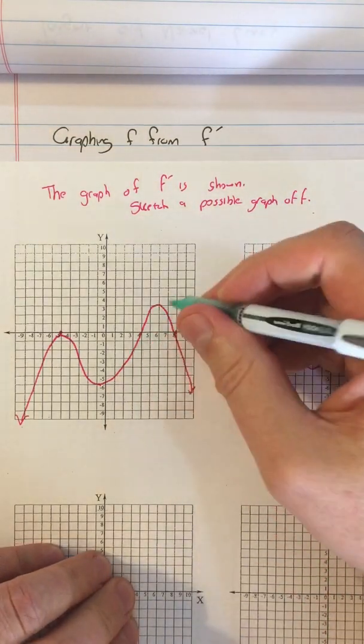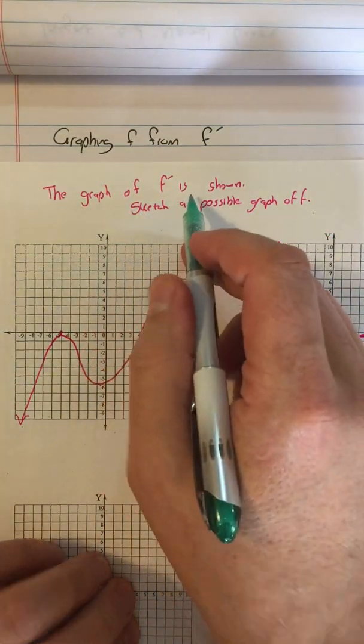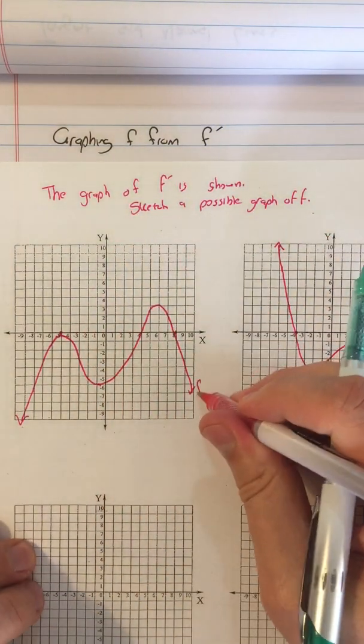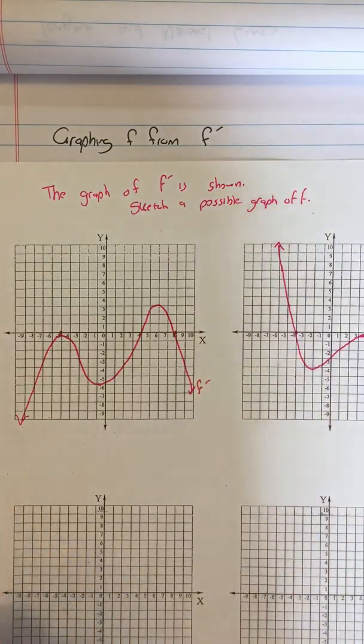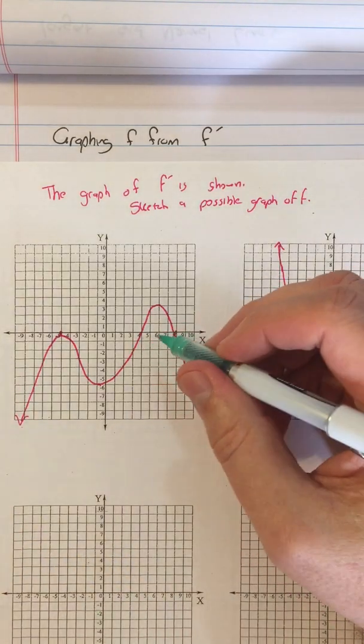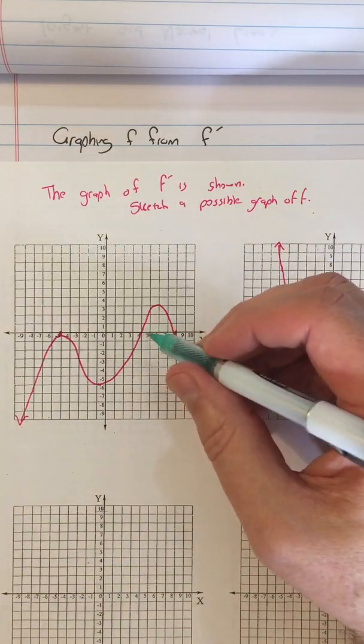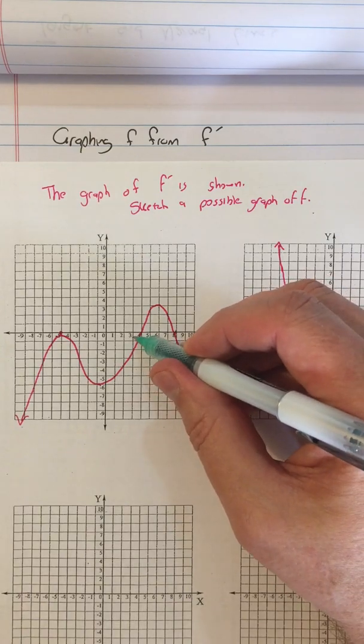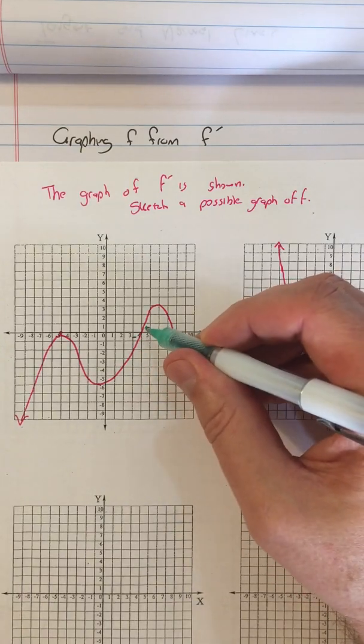Where does f prime, it says f prime is shown. That'd be nice if I labeled this f prime. All right, so look for where f prime changes from negative to positive and positive to negative. So we see f prime changing negative to positive here. So that's going to be a min.